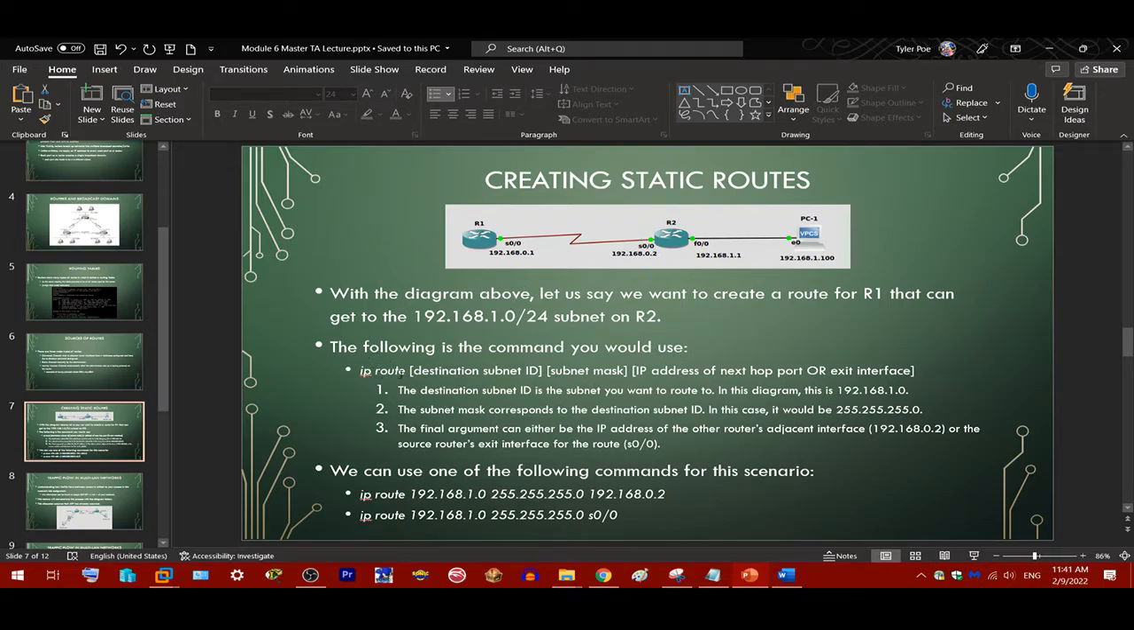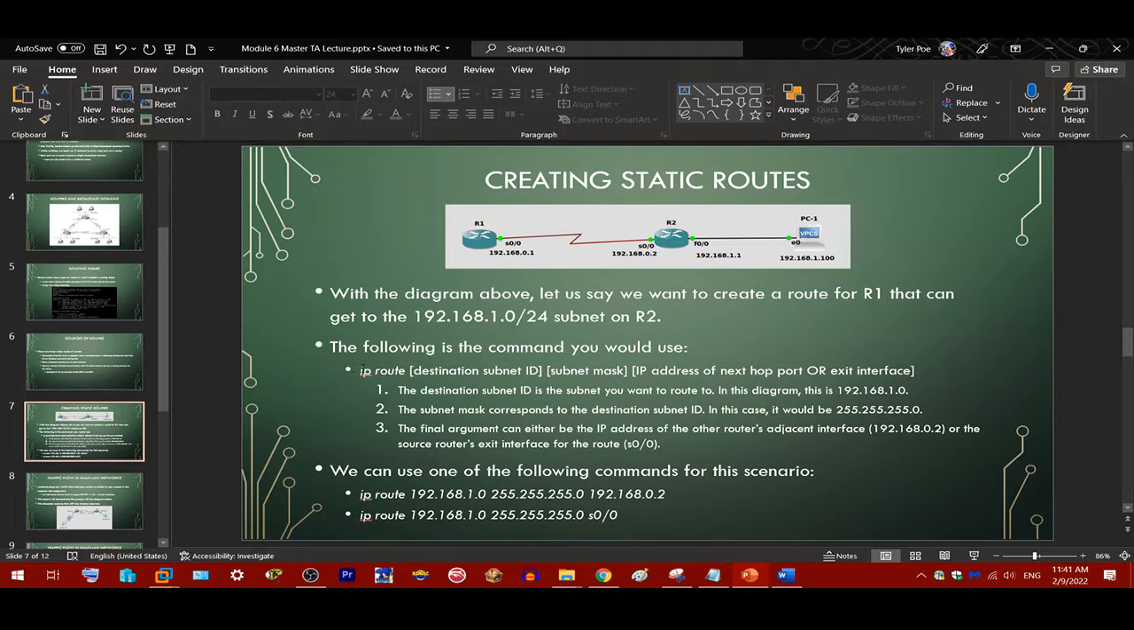You would use the IP route followed by the destination subnet ID, followed by that destination subnet mask, and then the IP address of the next hop port or the exit interface on the source router. So that's a lot to unpack. Let's go over each part.